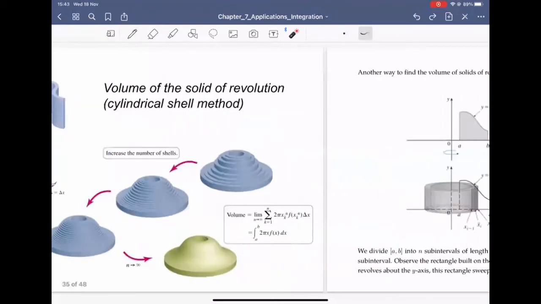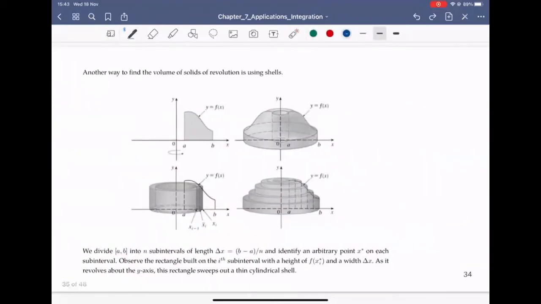This is the idea. Let's look at this picture together. You have the region R, and let's suppose that the axis of rotation is the y-axis. For some reason, we want to cut parallel to the y-axis because it's easier. If you cut perpendicular, it's hard because you have to split the region. So we would love to cut parallel to the axis of rotation.